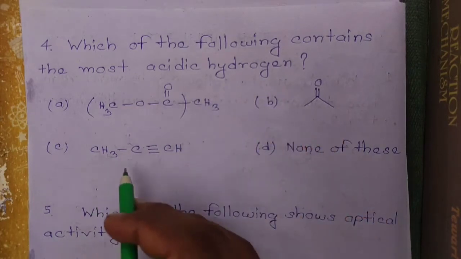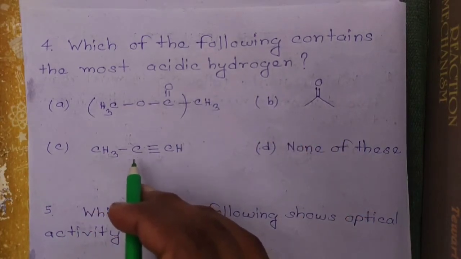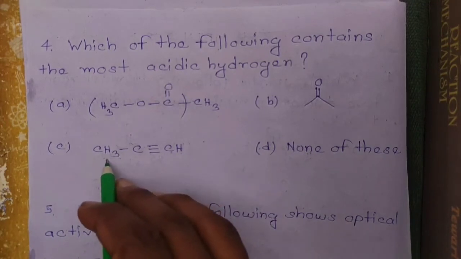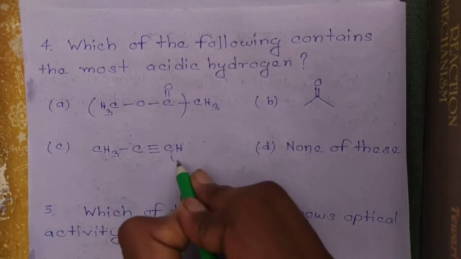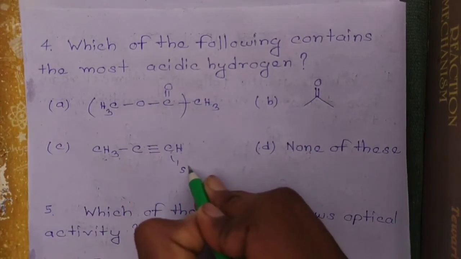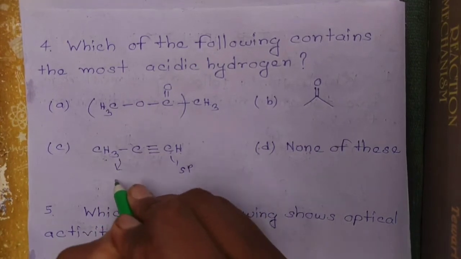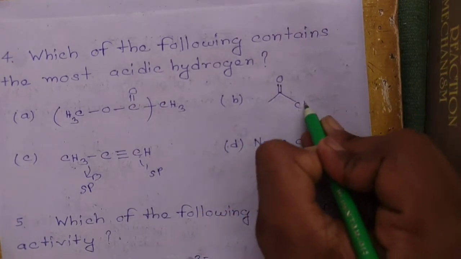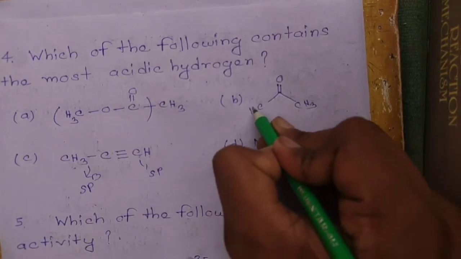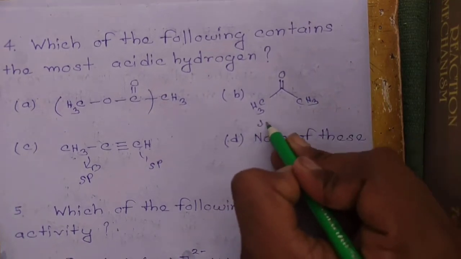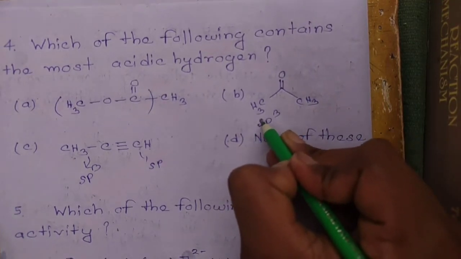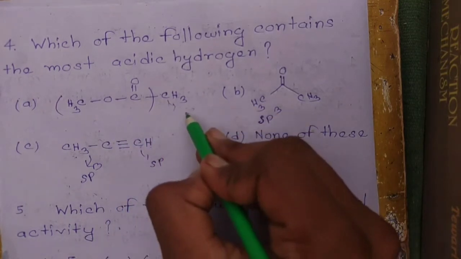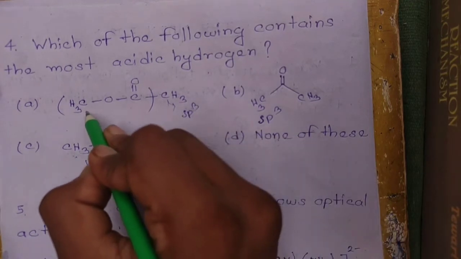Now you can see here that the hydrogen is attached with a carbon which is sp hybridized, and this is sp3 hybridized. This is sp hybridized and this is sp3 hybridized. Here also CH3, so sp3 hybridized, and here this is one of the sp3 hybridized, and this is also sp3 hybridized.